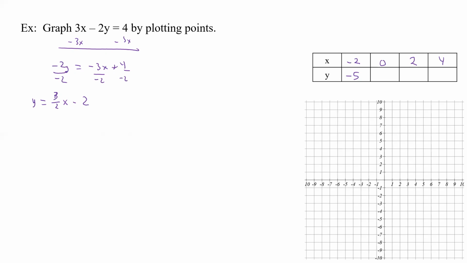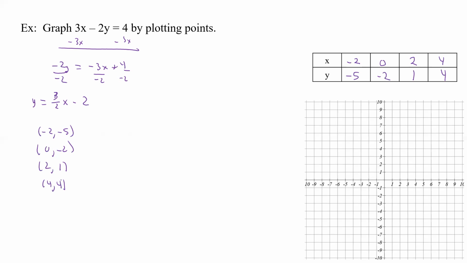We plug in 0. 0 times anything is 0, minus 2, that's a minus 2. Now if we plug in a positive 2, those cancel, we get 3 minus 2, which is 1. And finally, if you plug in a 4, 2 goes into 4 twice. 2 times 3 is 6, minus 2 is 4. Okay. So do we really need to write out the points again? Well, we could, and hopefully we won't drop our negatives this time. 0, negative 2, 2, 1, and 4, 4.